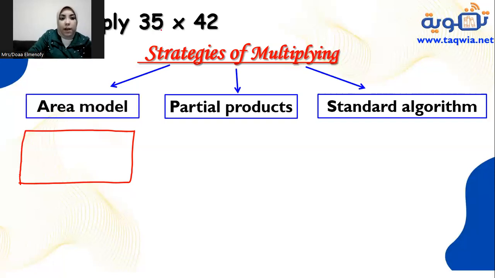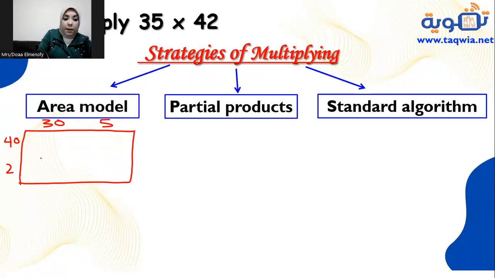Okay, so here we have two numbers. We're going to decompose 35 into 30 and 5, and we're going to decompose 42 to be 40 and 2, like this. So here we have the area of the rectangle, and here we have the first number. It's the length, or we can consider it the width, and here the other number is the length.